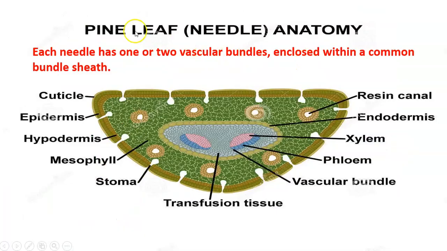Now we'll see the anatomy of the leaves. Normally people say that this is very difficult to draw. See how easy it is. Just like in leaves, you can see cuticle, epidermis, hypodermis, and within that you can see mesophyll cells where photosynthesis and so on happen. Embedded within the mesophyll cells, you can see resin canals. There are numerous resin canals. Within that you can see the vascular bundles. There are normally two vascular bundles within a single needle, and in between the vascular bundles you can see the transfusion tissue. You can see the stomata. Numerous stomata are there.